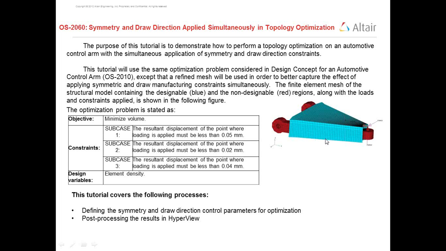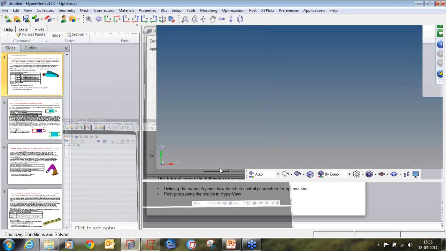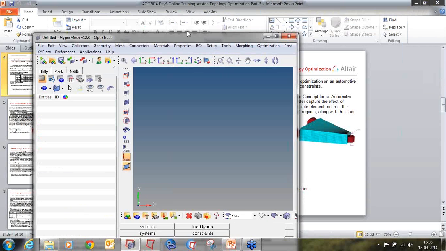So in this tutorial we will see how to define the symmetry and draw direction control parameters for optimization, and we will see the results in HyperView. So we will open HyperWorks, select the user profile as OptiStruct from HyperWorks 12. For static analysis and optimization, the solver has changed and it's clubbed into OptiStruct. So select the user profile as OptiStruct.